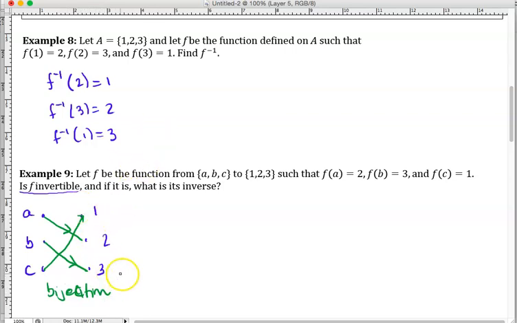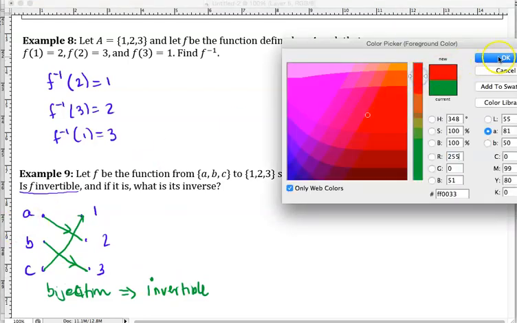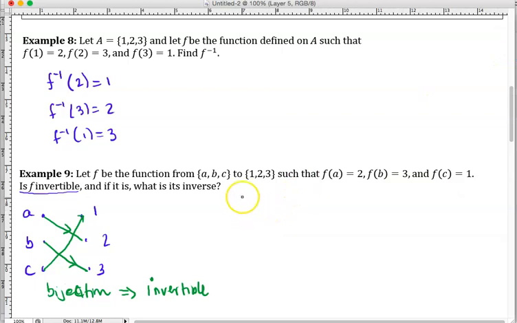Because it's 1 to 1 and onto, that means that it's going to be invertible. Okay, so if it's a bijection, it's invertible, and then I can write the inverse by reversing the input and output. Okay, so the inverse function is going to be a function from the set 1, 2, 3 into the set ABC with all the rules reversed.